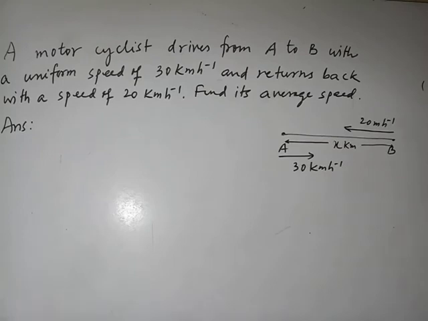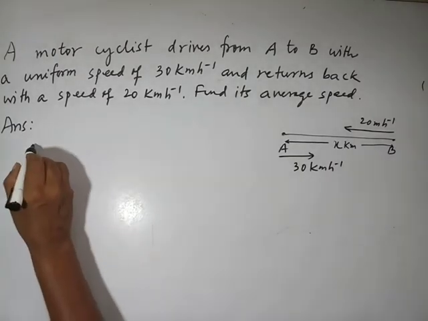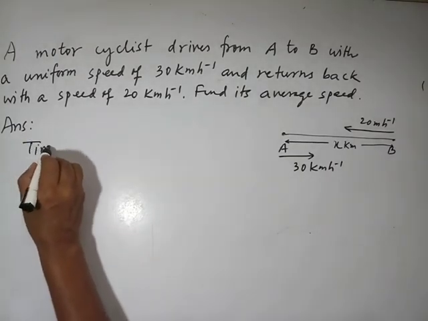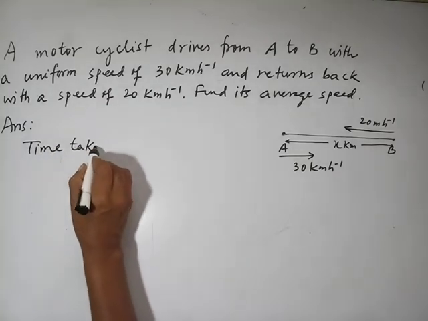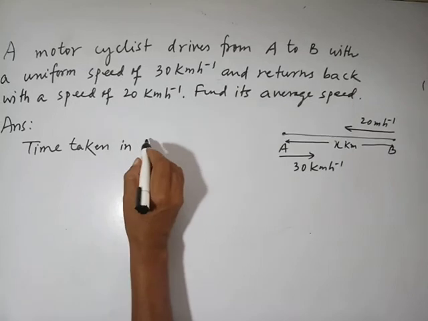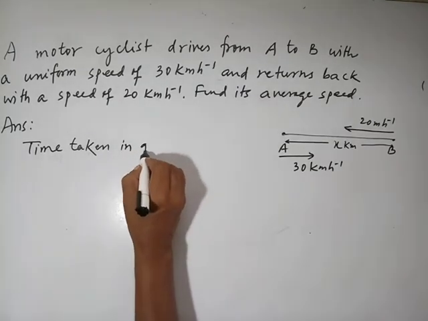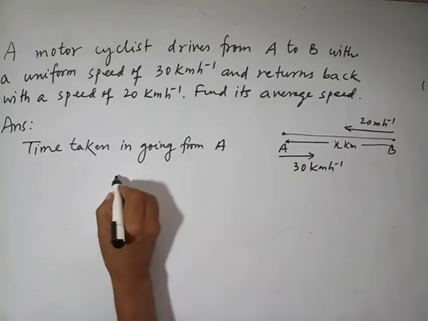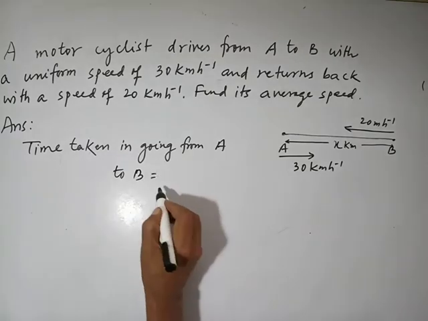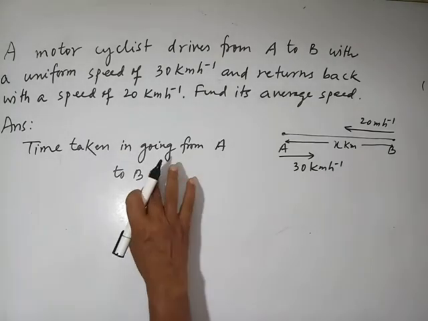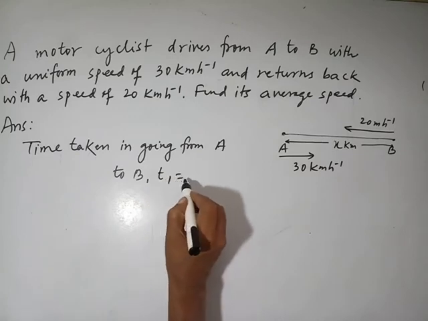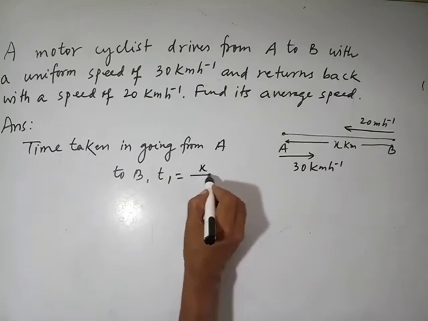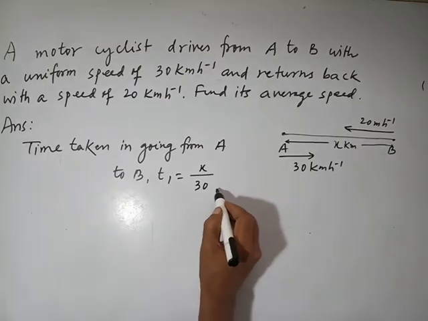Now, time is equal to distance by speed. So the time taken in going from A to B, let it be T1. T1 is equal to how much? It is x by 30. That is in hours.